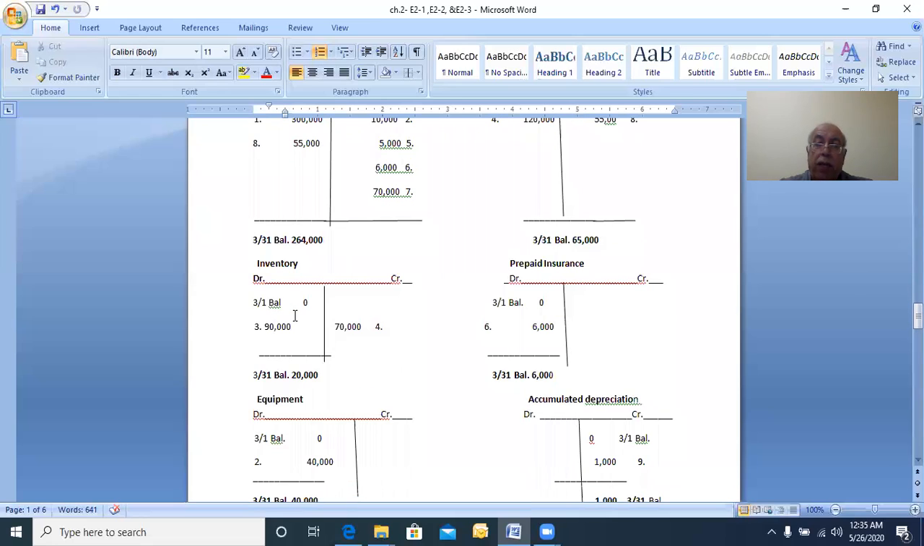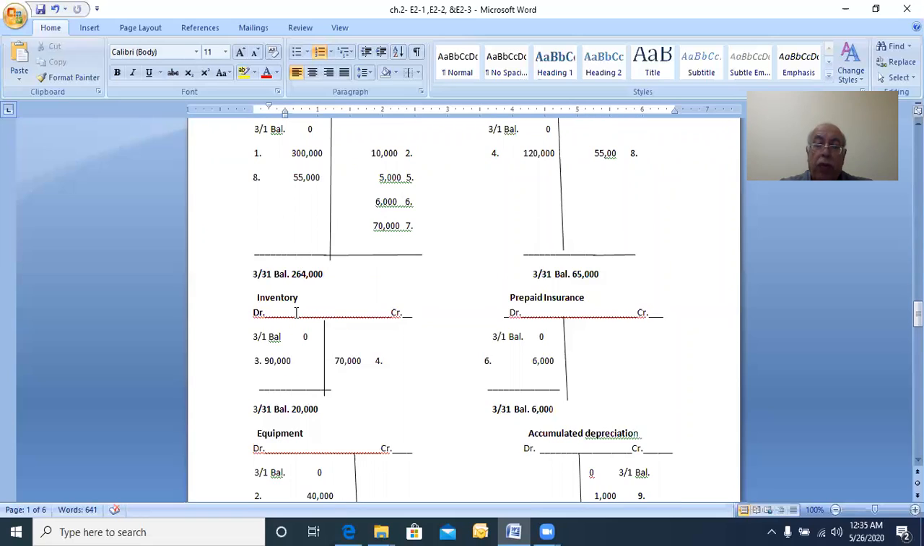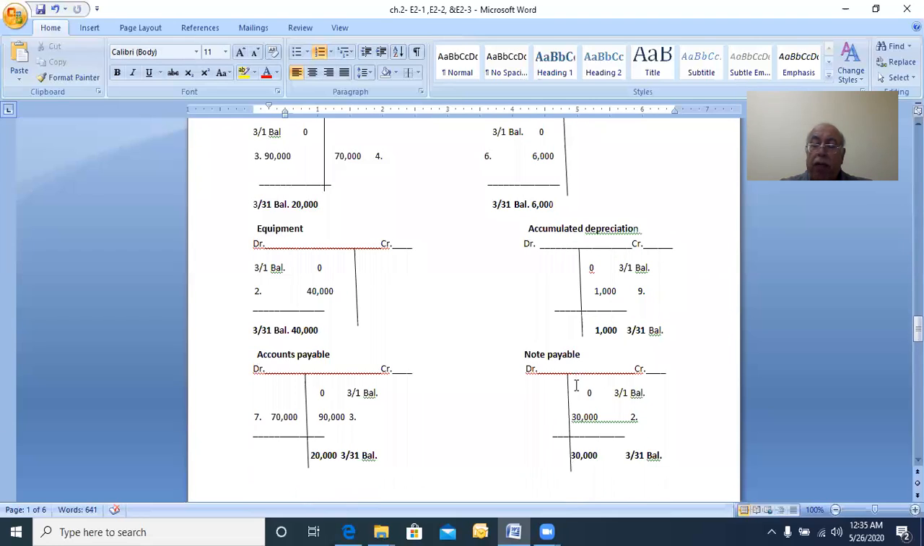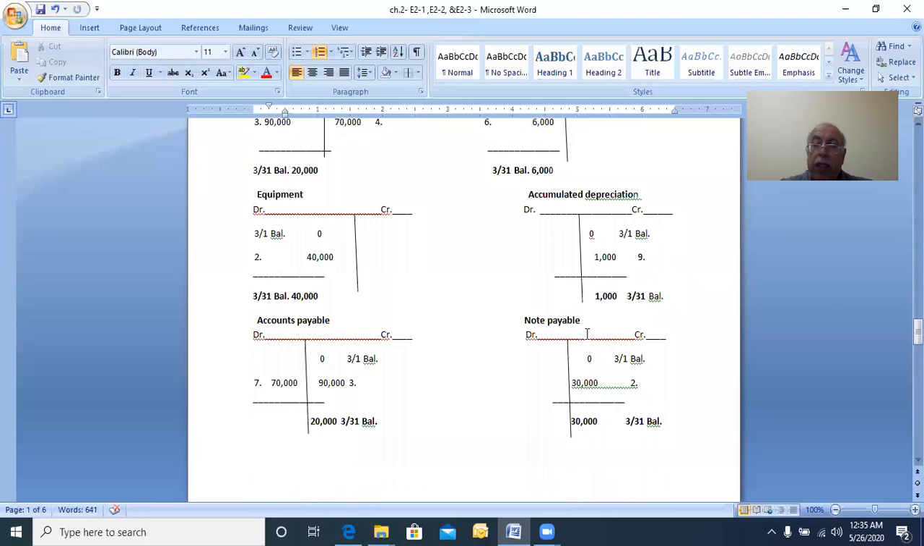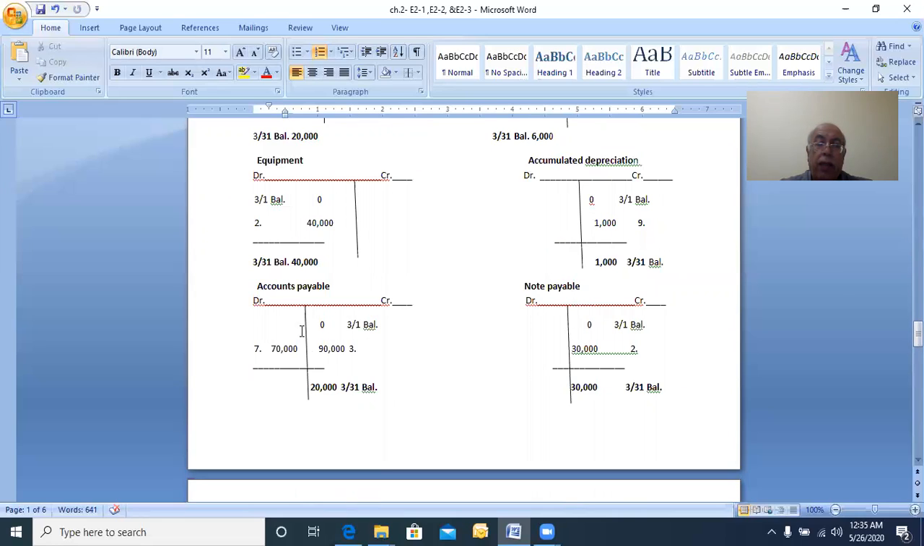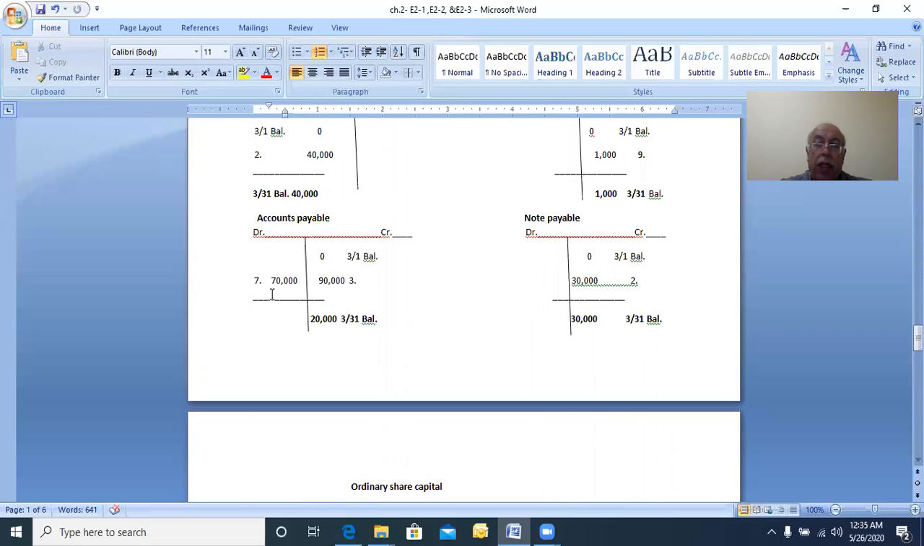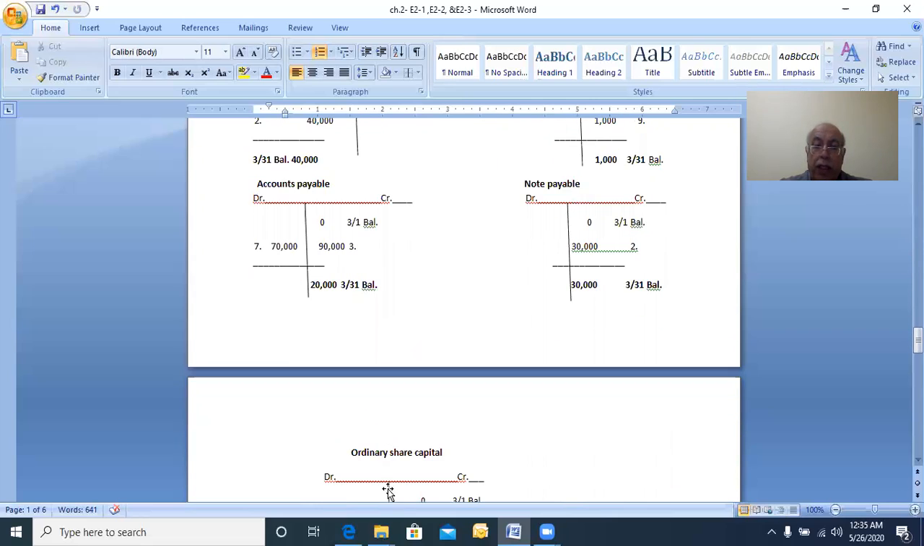And the same thing for inventory. If we have just one transaction, we put it as it is. There is no change. Such as, for example, prepaid insurance. This is the balance at the beginning of the period for this account, and we will pay for insurance 6,000. So there is no change, because we have just one transaction of 6,000. The same thing here, accumulated depreciation. We have just one transaction here. And you see, we have two transactions in number 7 and number 3, and then you have to find the balance for each one of these.